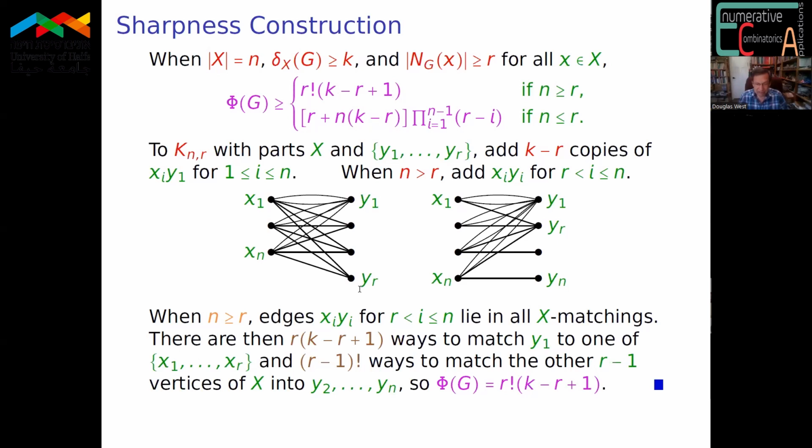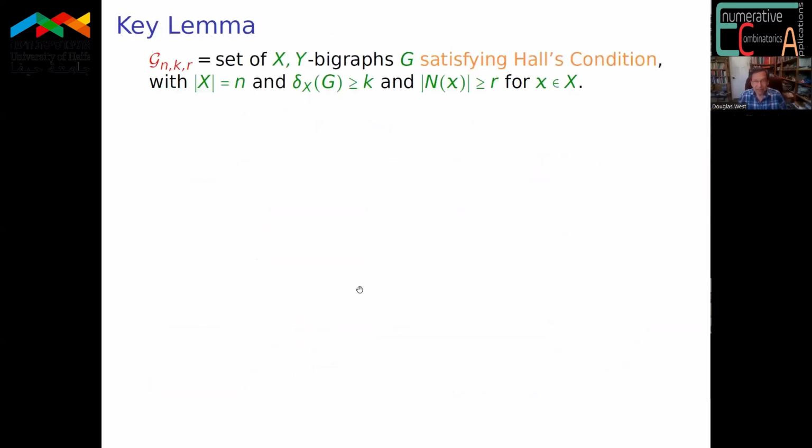Okay, so we have these sharpness constructions. And now I want to prove for you that I always get at least that many maximum matchings. So I'll need a key lemma here. So let G sub n, k, and r be the set of XY bigraphs that satisfy Hall's condition and have n vertices in X with degree at least k and at least r neighbors. Okay, so I'm restricting here the graphs that I'm looking at by requiring that they satisfy Hall's condition.